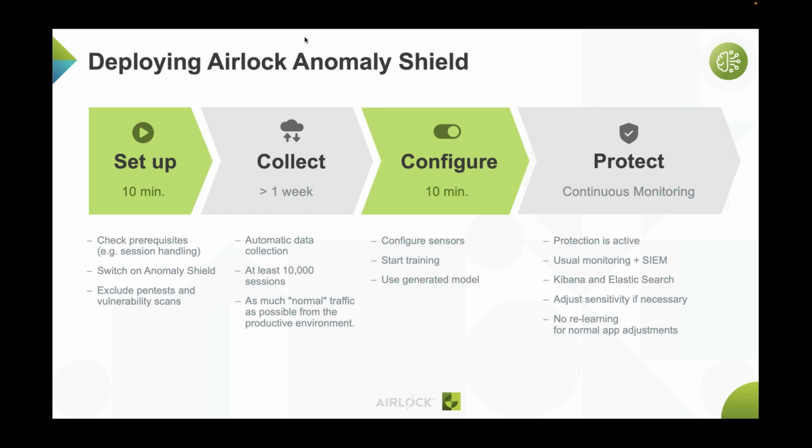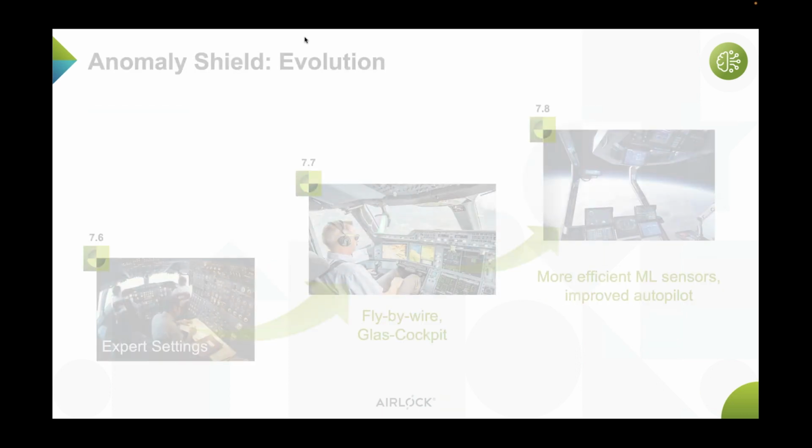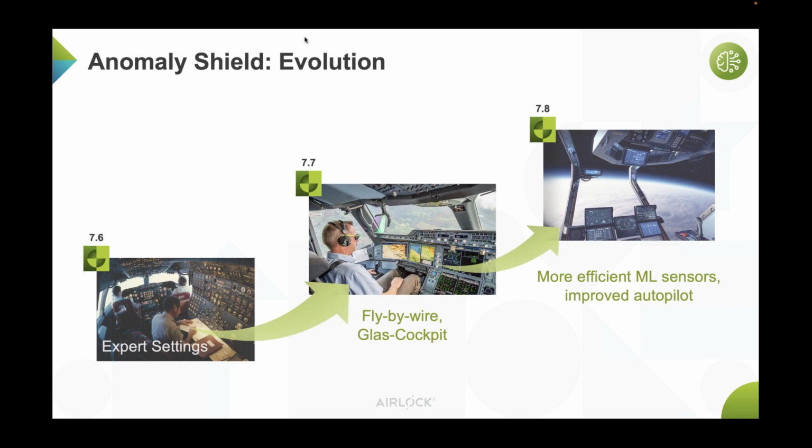If it's just minor changes, a few tweaks here and there in a REST interface, then you won't notice the behavior really changing. Now, this all sounds great, and the question is, how did we actually manage to get there? The anomaly shield took a few evolutionary steps.